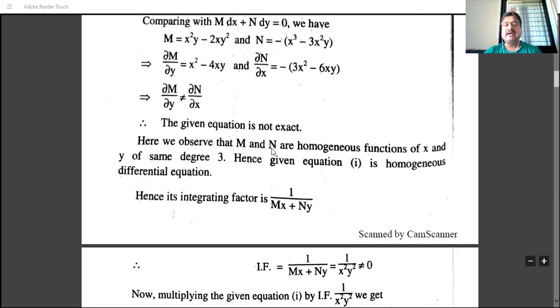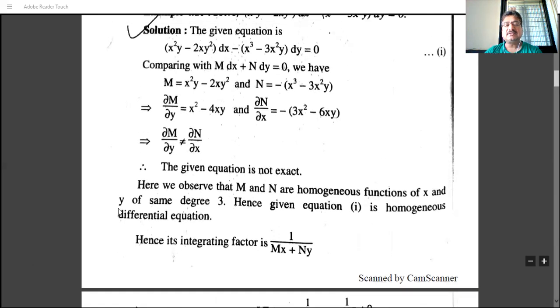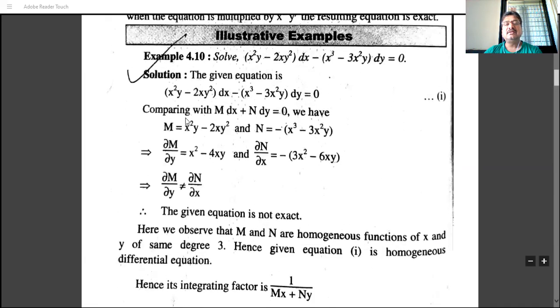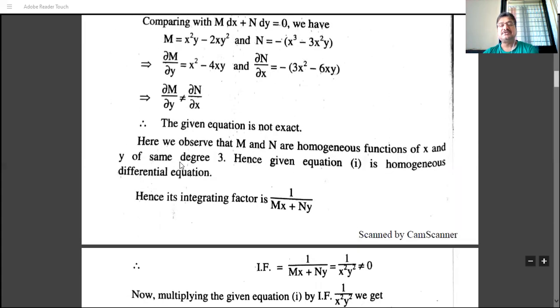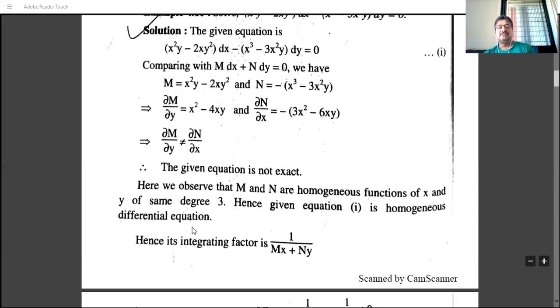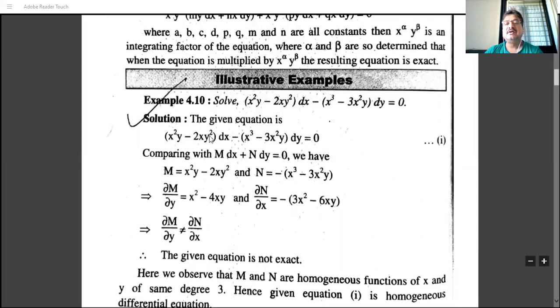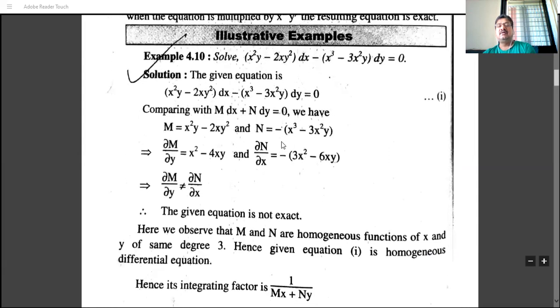But we observe that m and n are homogeneous functions of x and y of the same degree. This is a homogeneous function of degree 3. So both m and n are homogeneous functions of degree 3 in x and y, and therefore the given differential equation 1 is a homogeneous differential equation. So the given differential equation is a homogeneous differential equation, but it is not an exact differential equation.